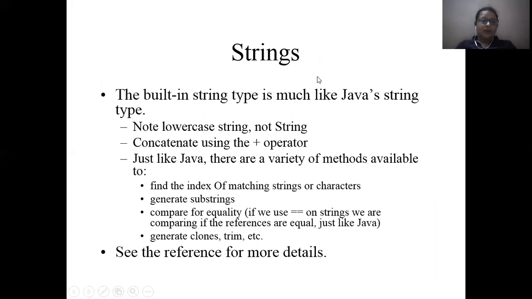Now next is strings. The built-in string type is much like Java's String type, not lowercase string. Concat using the plus operator. Just like Java, there are a variety of methods available: find the index of matching strings or characters, generate substrings, compare for equality. If we use == on strings, we are comparing if the references are equal, just like Java. Generate clone strings, etc.